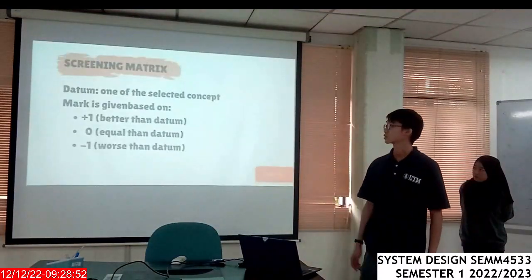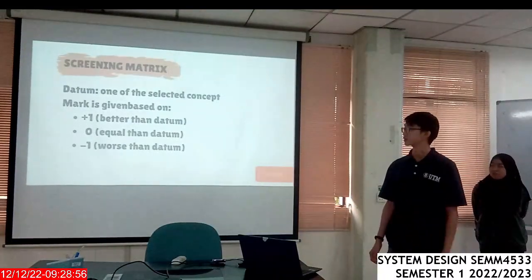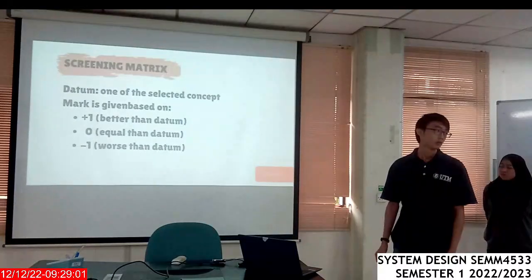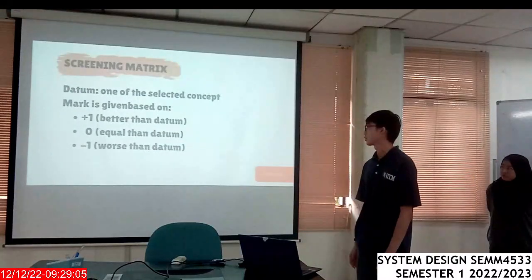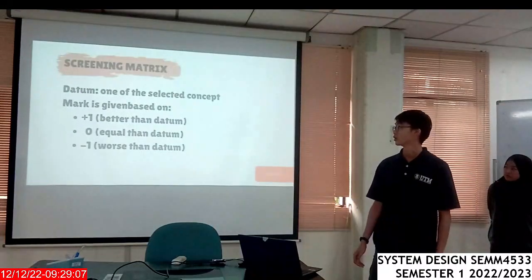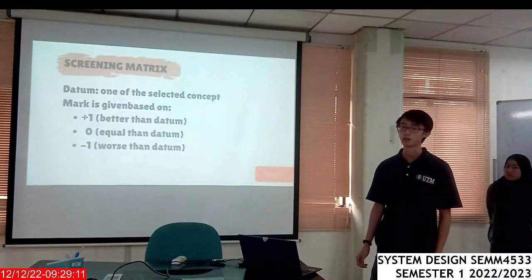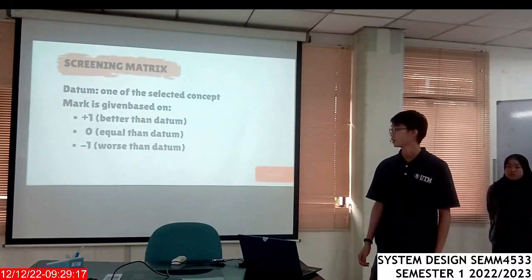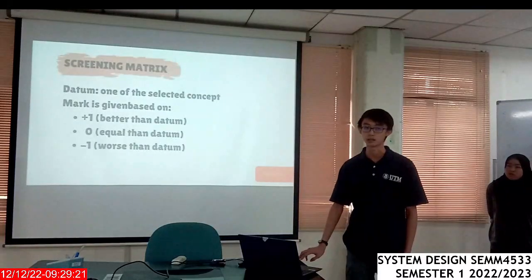For screening of concepts by using the screening matrix, we have the datum, which is one of the concepts selected from our group members, and we set it as the datum. The marks are given based on the datum: 0 mark indicates that it is equal to the datum, +1 indicates it is better than the datum, and -1 indicates it is worse than the datum based on the criteria.